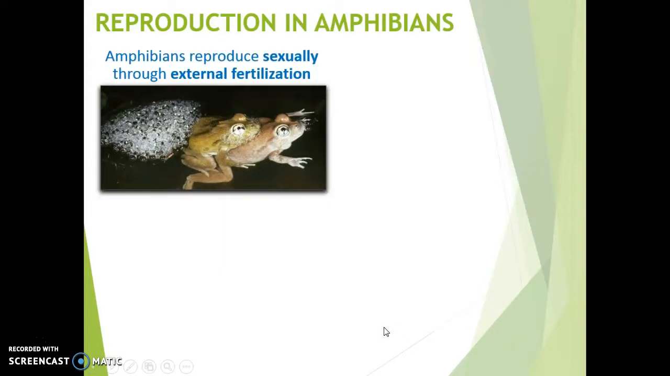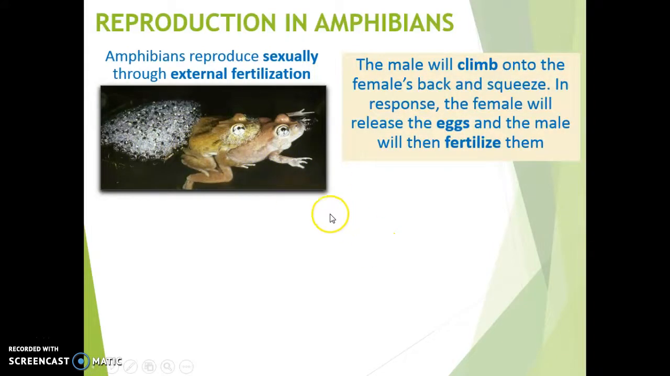Reproduction in amphibians. Amphibians are very similar to fish in reproduction. They reproduce sexually through external fertilization. So you have this image. You have here the male, you have the female. So what is happening here? The male climbs onto the female's back and starts squeezing, and then in response the female releases the eggs, and then the male fertilizes the eggs as they come out of the female.